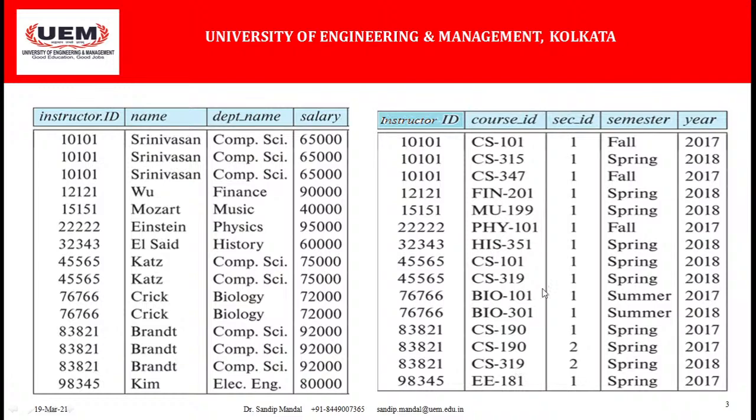Okay, so here if we check that thing, CS 101 is common in both the semesters, spring and fall of 2017 and 18. CS 315 is in spring 2018 only, and CS 347 is in fall 2017 only.